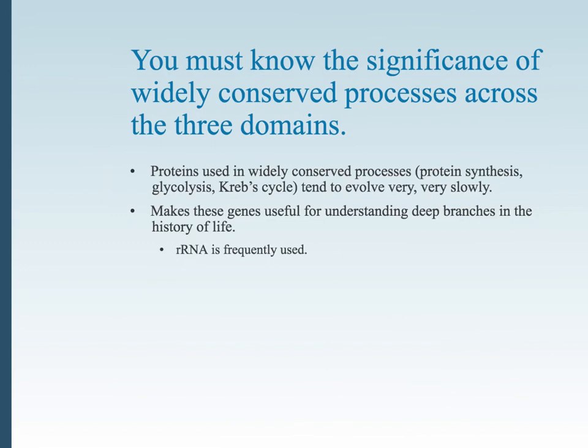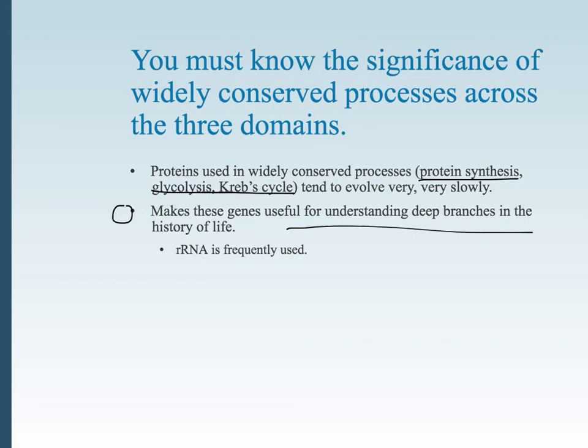So with regard to what I was just saying about the translation of proteins being conserved, we can look at other proteins, not just on translation, but proteins such as the proteins for protein synthesis, glycolysis, Krebs cycle. These guys tend to evolve very, very, very slowly. And that makes these genes very useful for understanding those deep branches in the history of life. Ribosomal RNA is another great example of something that changes very, very, very slowly. And so when scientists are trying to build these phylogenetic trees, these are the kinds of proteins that they look at when they're trying to assemble the data.